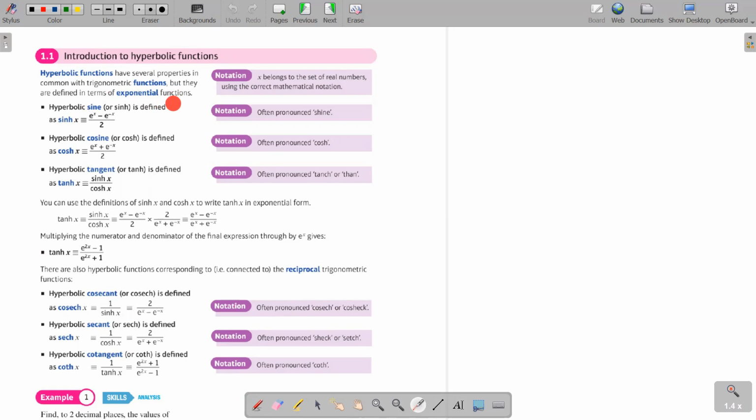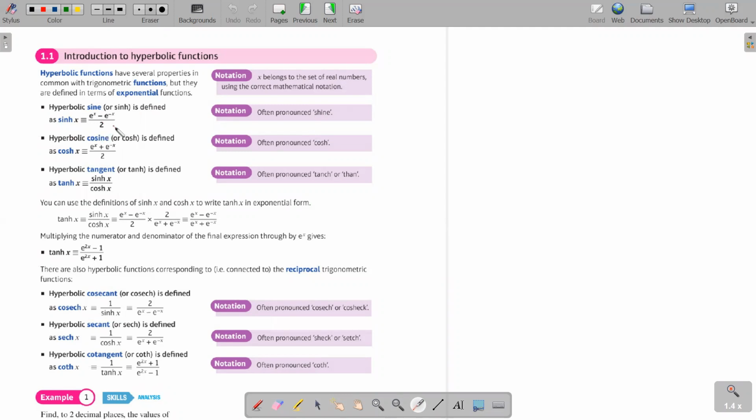The properties are kind of similar to trigonometric functions, but the way they are defined is what makes the difference. All right, guys. So the first one, we're introducing you to the hyperbolic sine, often pronounced "shine". The pronunciation is different. You can see it is defined as sinh x equals e to the power x minus e to the power minus x, divided by 2.